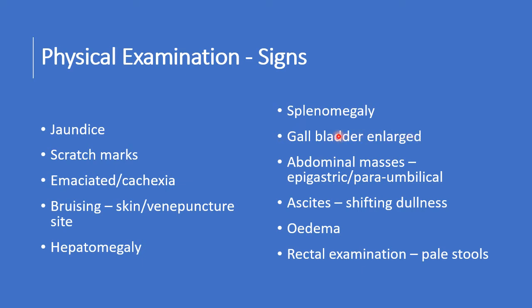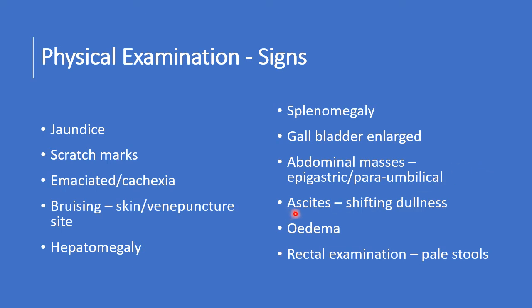Gallbladder enlargement, especially in obstructive jaundice due to cancers. In this respect, I have to remind you of Courvoisier's law. Abdominal masses may be palpable, especially in the epigastric region and the right paraumbilical region, especially in cases of pancreatic head tumors that cause obstruction and obstructive jaundice.